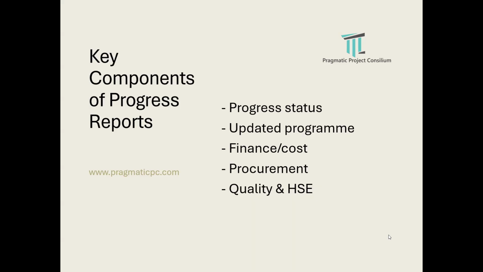So what are the key components of the progress report? So these are the major key components. What is the progress status? An updated program should be there. What is the status of the finance or the cost of the project? Procurements. What is the status of the procurements? Quality and HSE. So it brings the overall picture of the project.